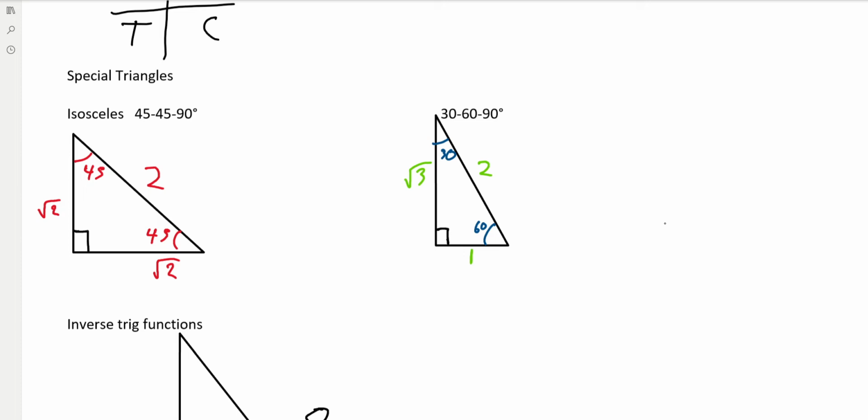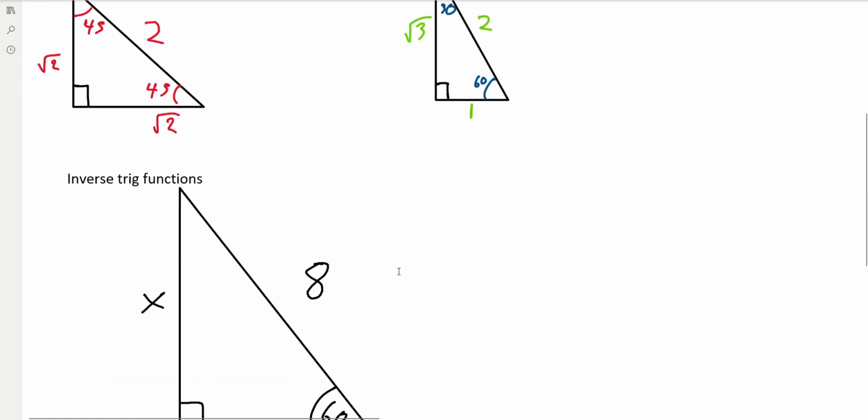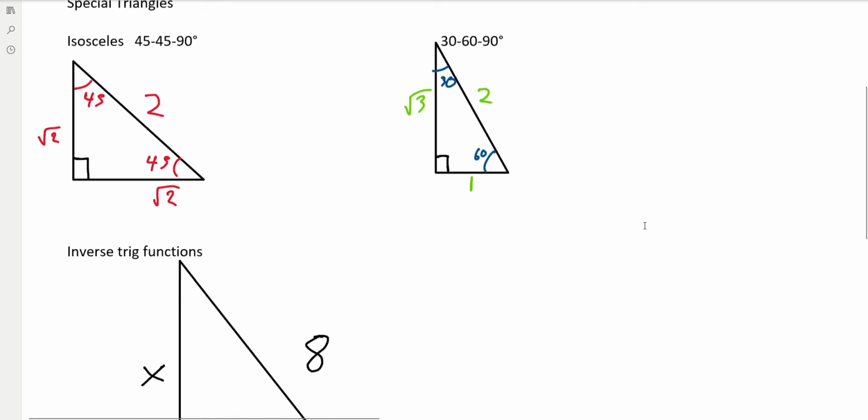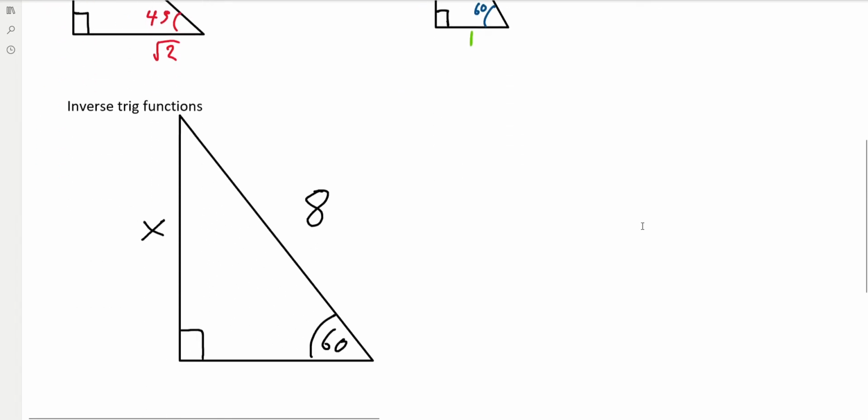And so with these two triangles, we have these ratios, and they're special ratios because we can actually remember them. Even if they are irrational, they have the roots, they're still very, very useful, and we like to use them whenever we can, because exact values are better than decimal values, and you will be asked exact values on tests, for example. So inverse trig functions.